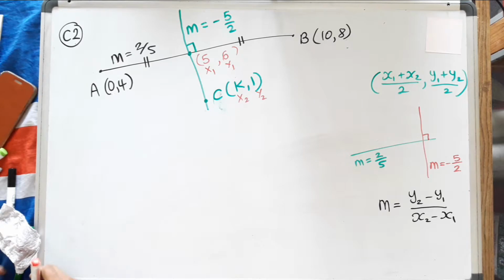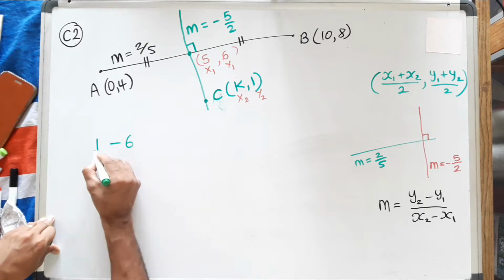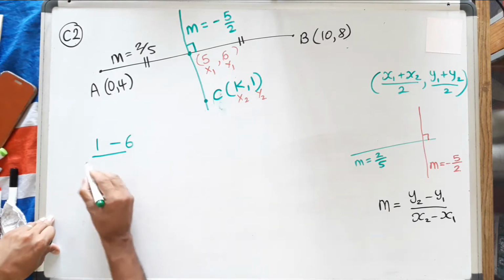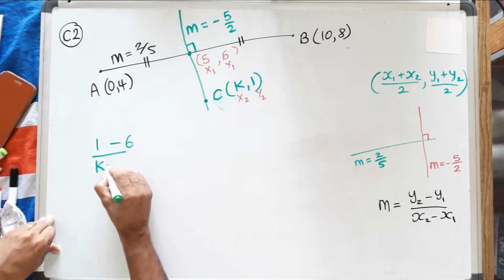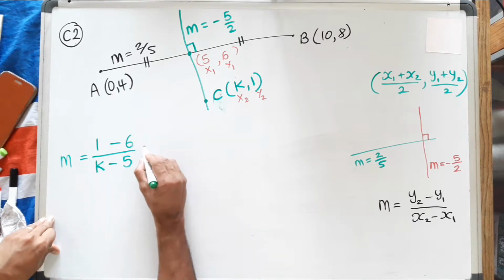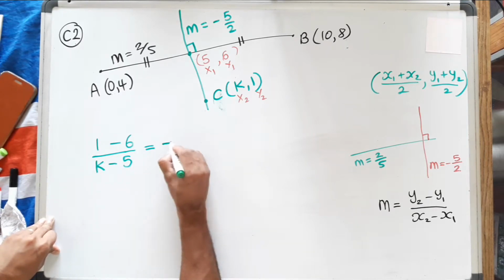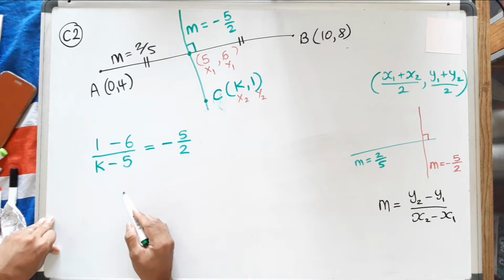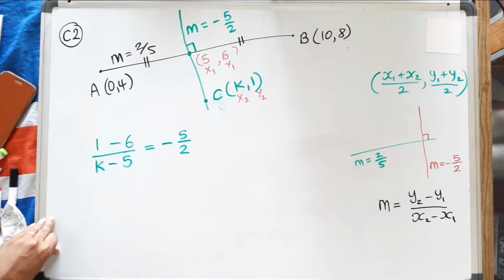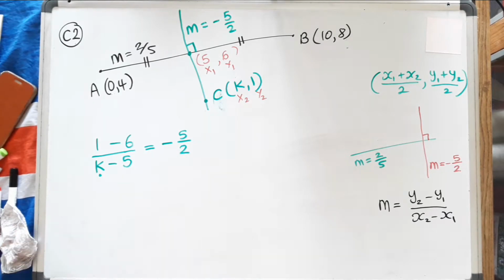So let's find the gradient. y2 minus y1, 1 minus 6, divided by x2 minus x1. And this is the value of my gradient. But I already figured out the gradient of the green line: minus 5 on 2. So I'm going to put this expression equal to minus 5 on 2 and get an equation. And guess what? I'm going to cross multiply and solve for k, and that will be the end of my question.